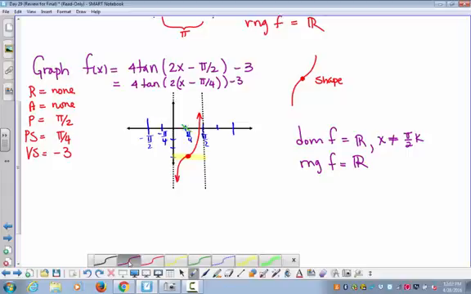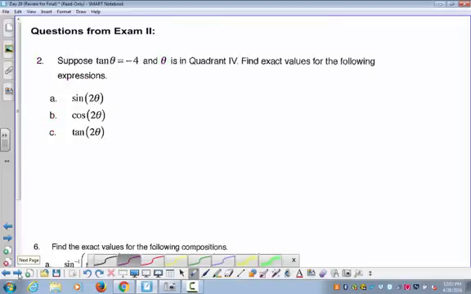All right, any questions on that graph? Those are the two that you really should compare. Make sure you have the difference between cotangent and tangent. That's where a common mistake occurs. All right, let's do a couple more.